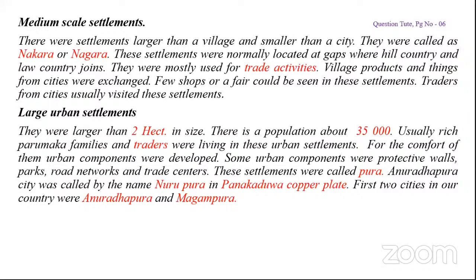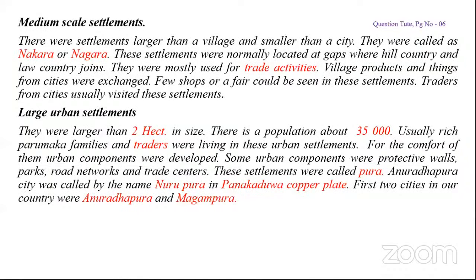For the comfort of them, urban components were developed in these cities. So what are the urban components? Protective walls, parks, road networks, and trade centers were there. So these settlements were called Pura. So Anuradhapura, Magampura. That Pura part came at the end of the name.